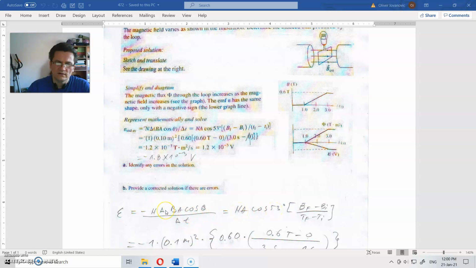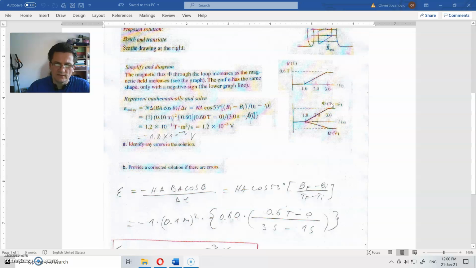Okay. Cosine does not change, so this angle does not change over time. It could sometimes, but in this specific case it does not. Area also does not change, but this, as you can see from this graph here, does change. So the magnetic field changes from 1 Tesla to 3 Tesla in the time of 1 second to 3 seconds.